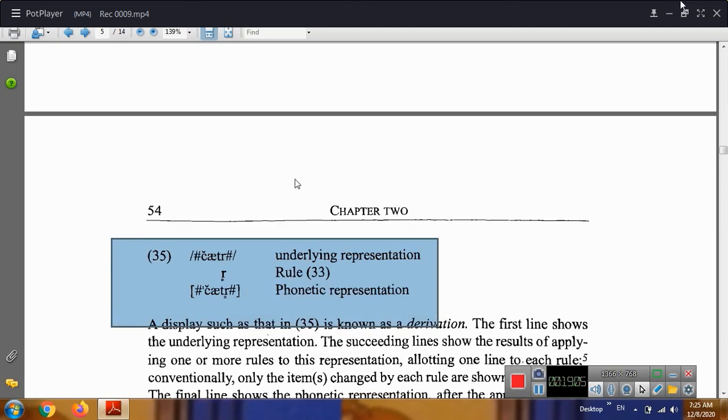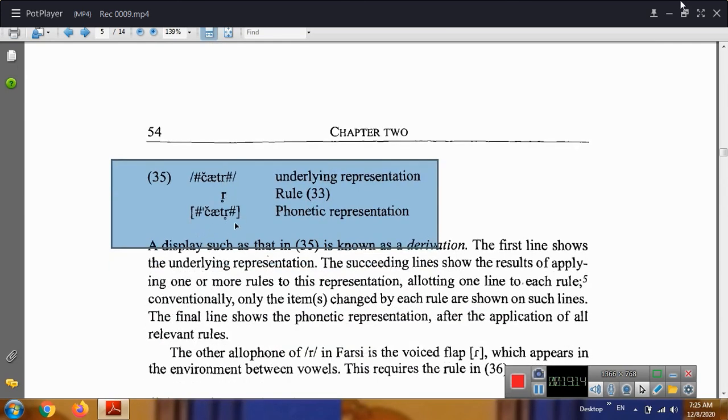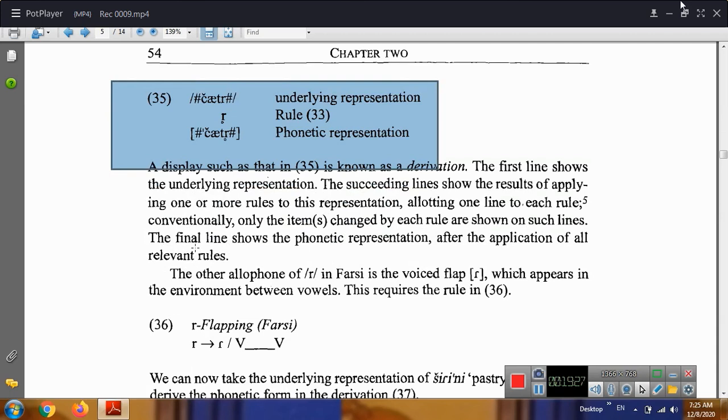After that we apply rule 34. Here we should have 34, which is the devoicing of re, and in phonetic representation, which we show in this way, we use a square bracket instead of slashes, it comes out as chat with a voiceless re. We call this step, which shows the applying of the rule, with the underlying representation and phonetic representation, all of this a derivation.